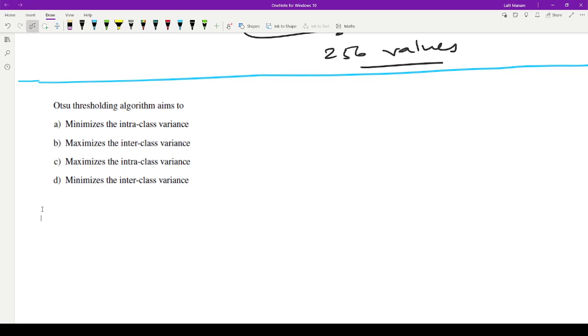So, okay, what is Otsu thresholding used for? What was its intention? To select the threshold value, sir. Threshold values for doing what? Okay, that's fine. But what was the intended application of Otsu thresholding?